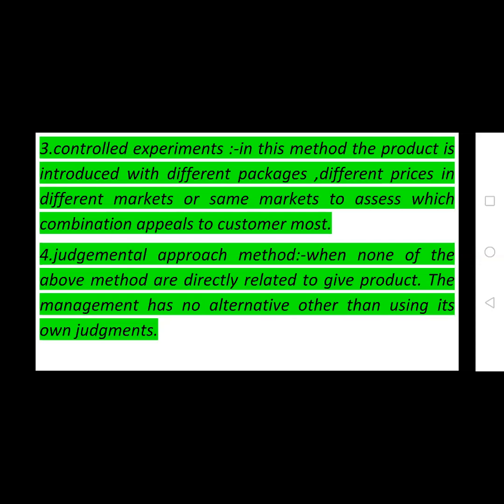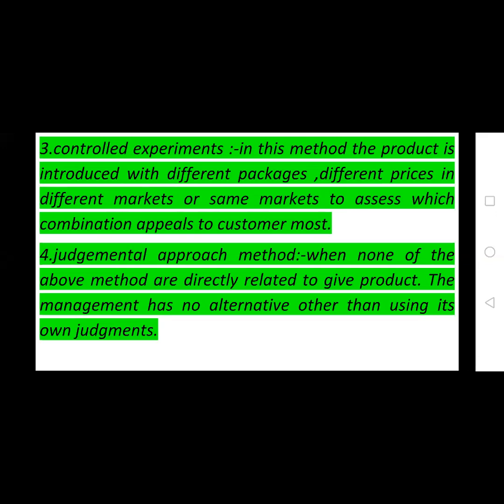The management acts as the final judge, estimating the future demand by his opinion or his own judgment. That is called the judgmental approach method. So in this method, the management is the final decision maker. Whether the decision is right or wrong, the organization's final decision depends upon the management of the organization.